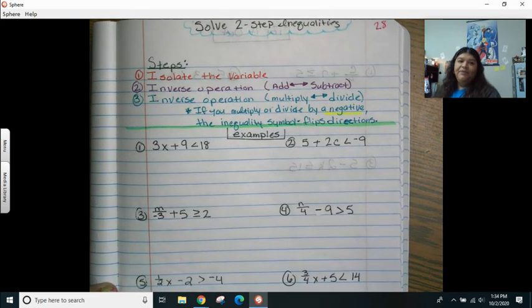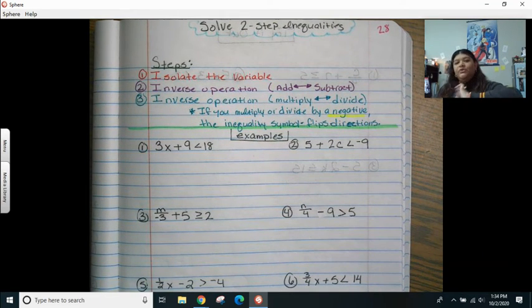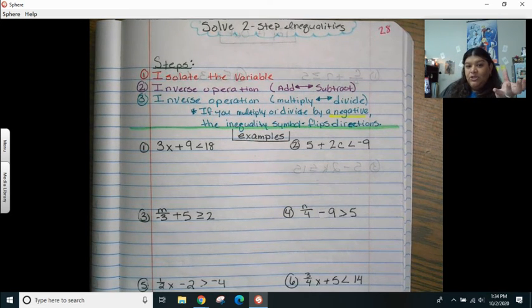Hey guys, good morning. We're going to go ahead and get into our two-step inequality. So we're combining the one-step addition, subtraction with the one-step multiplication and division, okay? So remember, as always, we're going to be doing the inverse operation, okay?